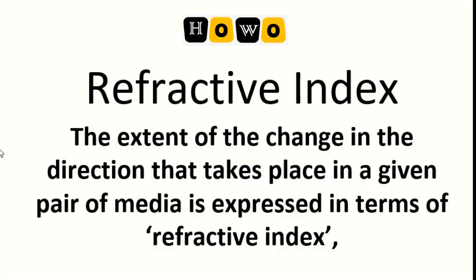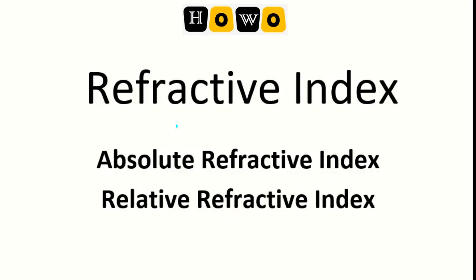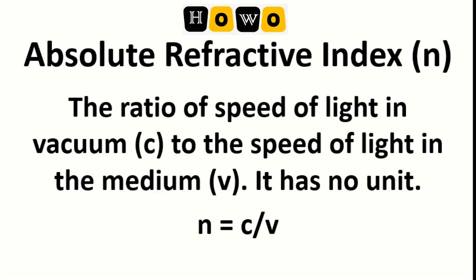Let us see what is refractive index and let us solve some numericals related to it. So whenever light passes from one medium to another, it always bends either towards the normal or away from the normal. This relation is expressed in the form of refractive index. Now, it can be either absolute or relative in nature.